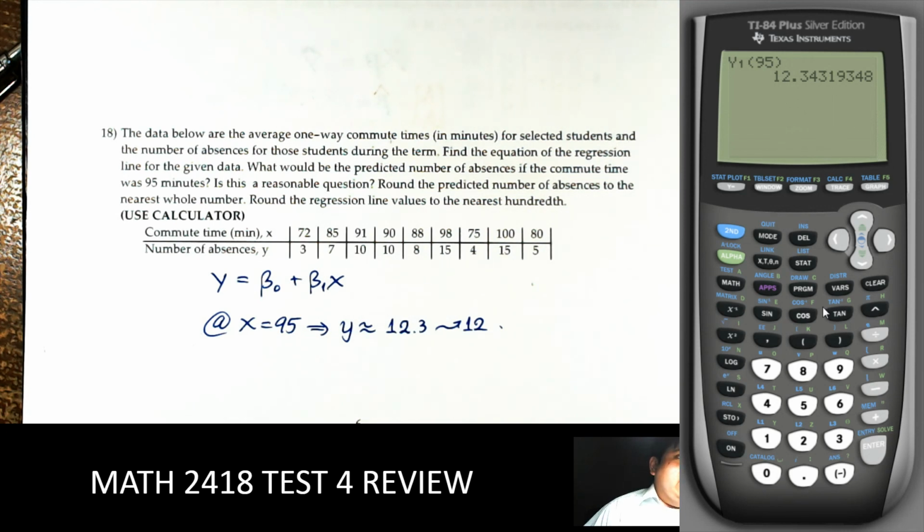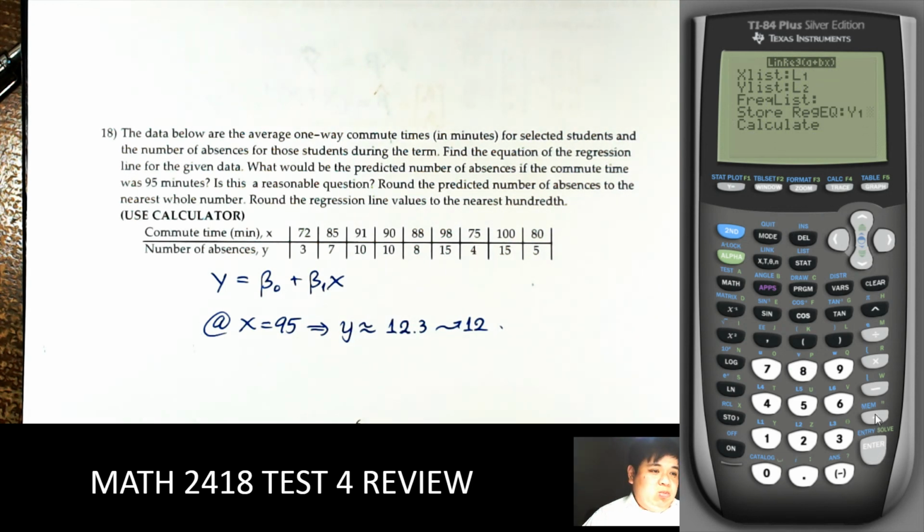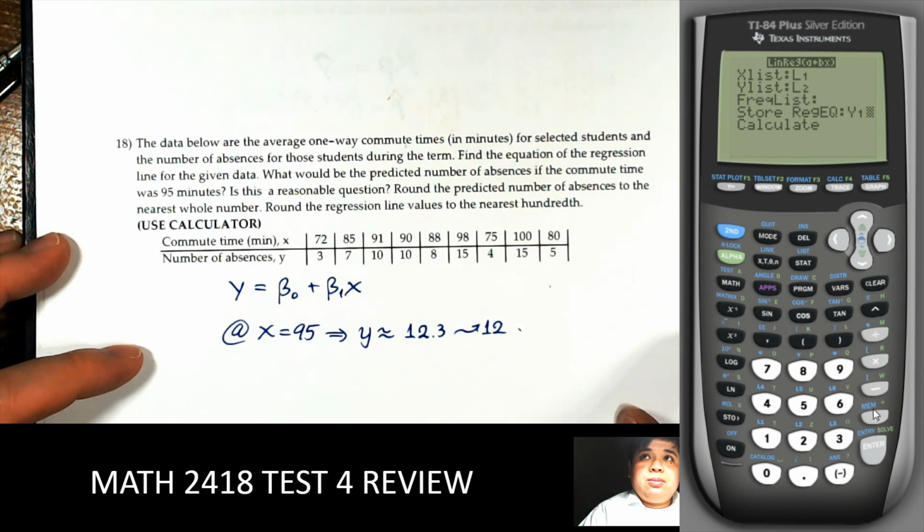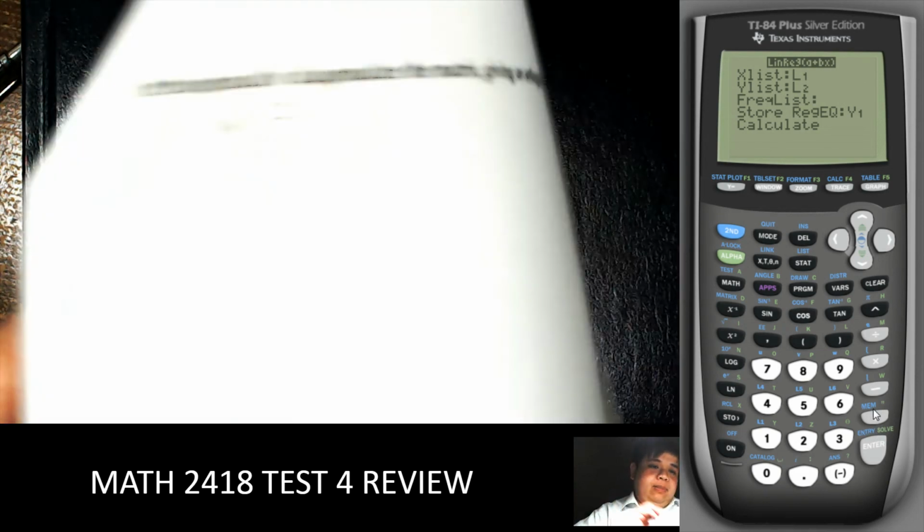Right. Again, hit stat, edit, store those numbers into list one, list two, second, quit, hit stat again. Go to calculate option number 8 for the best fit line. If we want to store the answer somewhere, just alpha trace, and that is Y1, and we store the answer into Y1, and then as a function it will be helpful later.